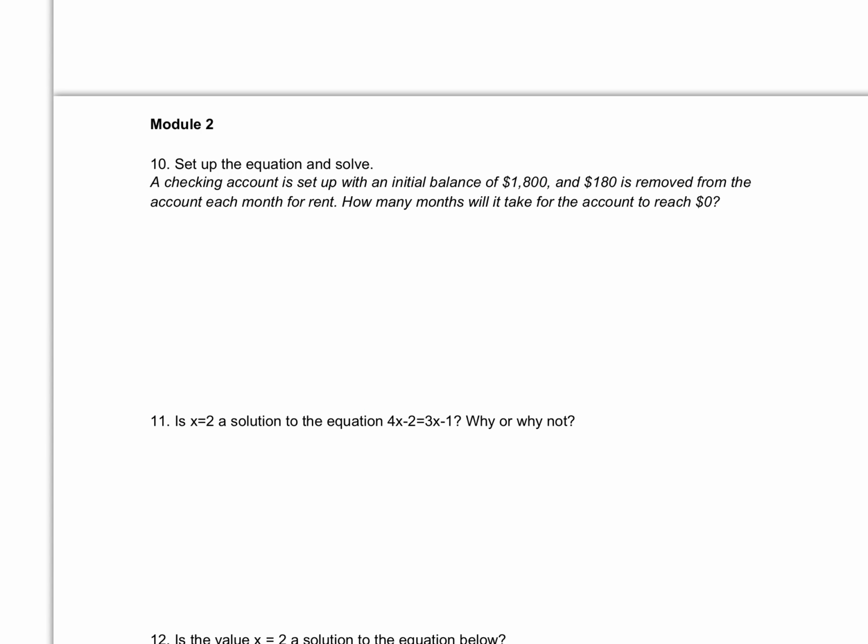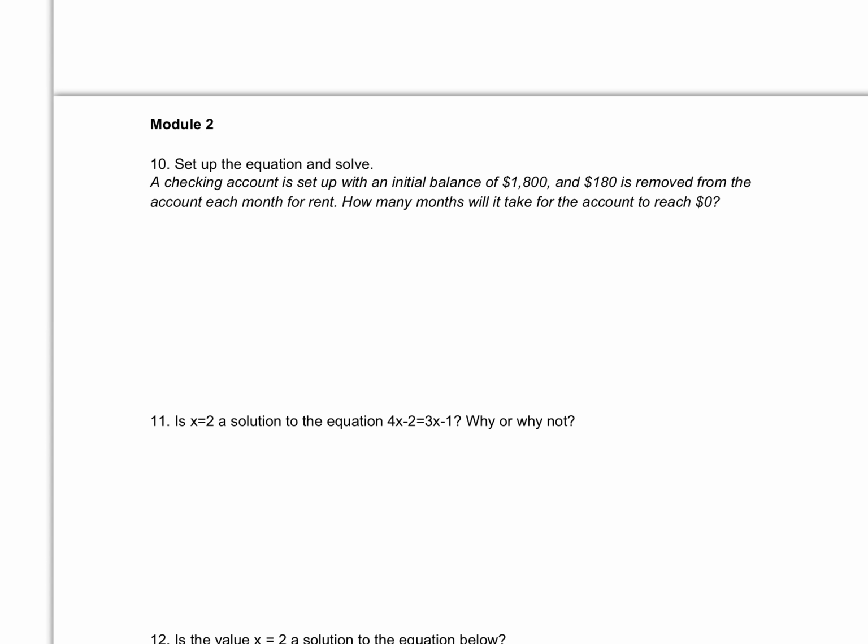Okay, number 10, we're going to start with Module 2 now. Module 2 dealt with more equations. So this first one has you set up an equation and solve. So the situation here is a checking account is set up with an initial balance of $1,800 and $180 is removed from the account each month for rent. How many months will it take for the account to reach $0?